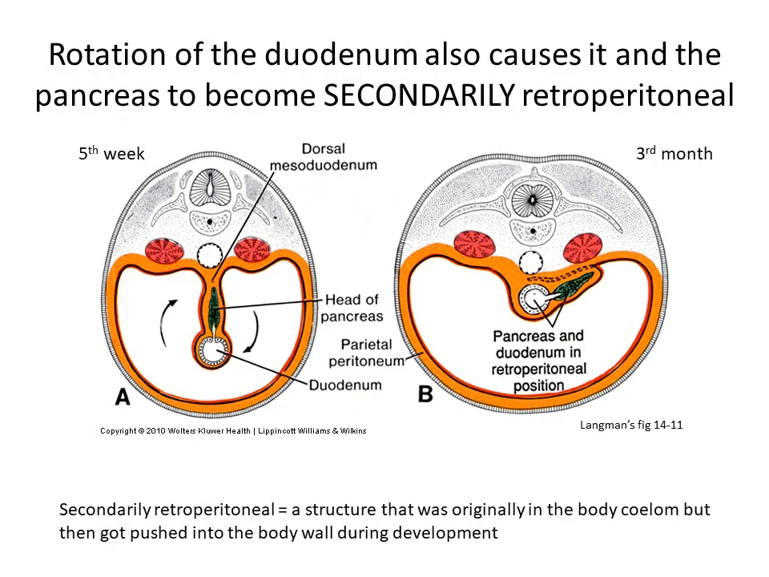Rotation of the duodenum also causes it and the pancreas to become secondary retroperitoneal organs. A secondary retroperitoneal organ is a structure that was originally in the body coelom, but then got pushed out into the body during development.